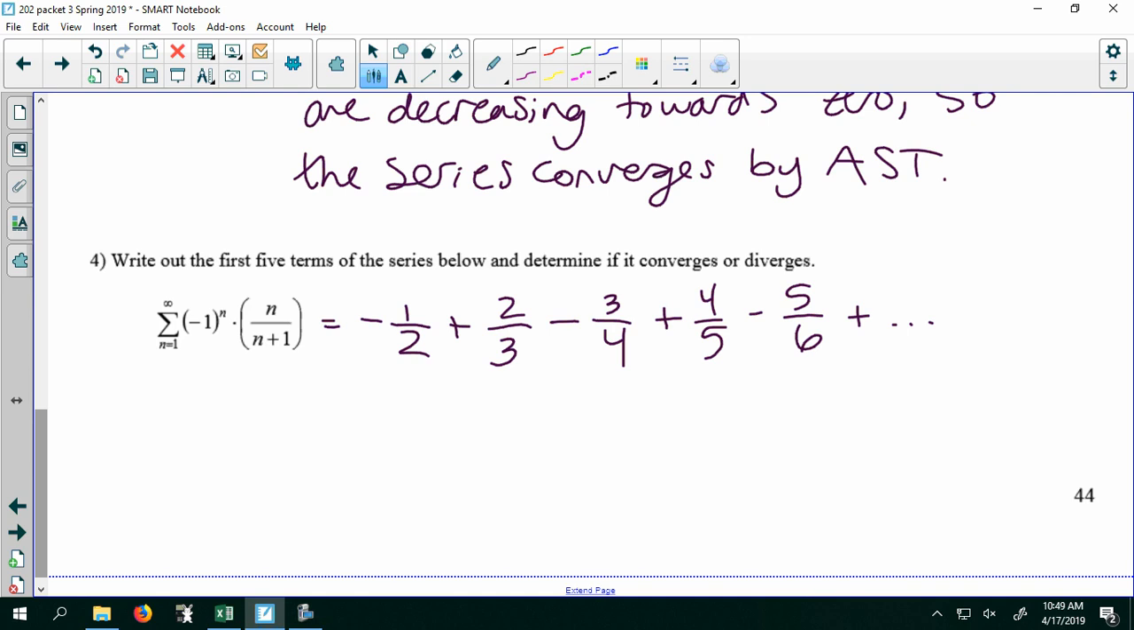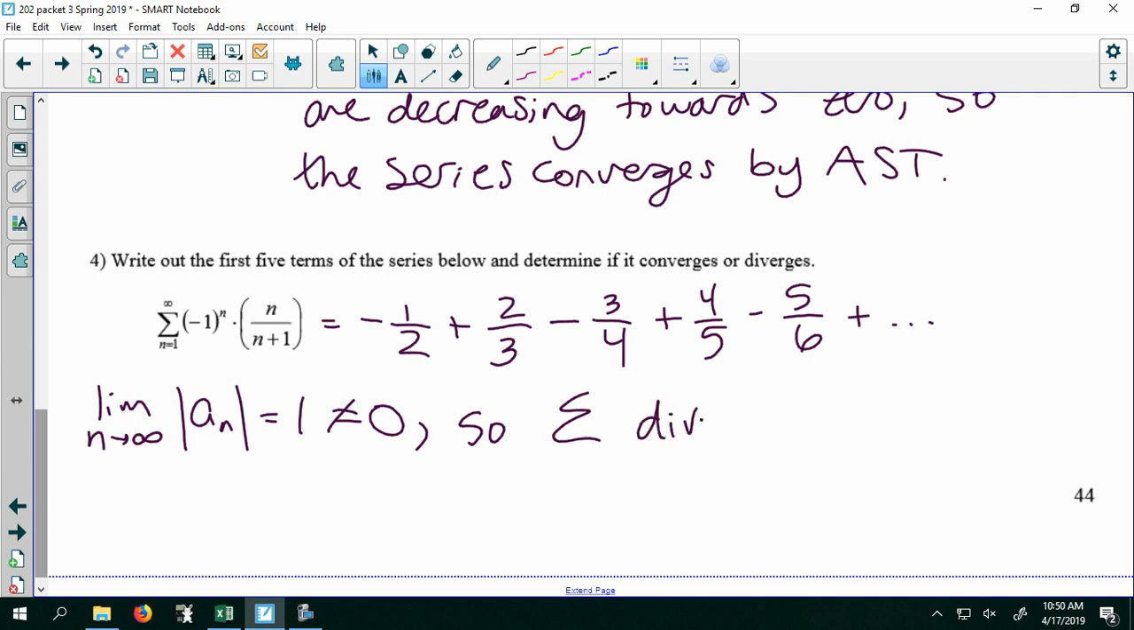The test for divergence. If the terms don't approach 0, the sum diverges, right? What limit are these terms approaching? 1. Yeah. So the limit as n goes to infinity of the absolute value of the terms is 1, not 0. It doesn't really matter what it is. It's just not 0, right? Which tells us that the sum diverges. So the sum diverges by the test for divergence.